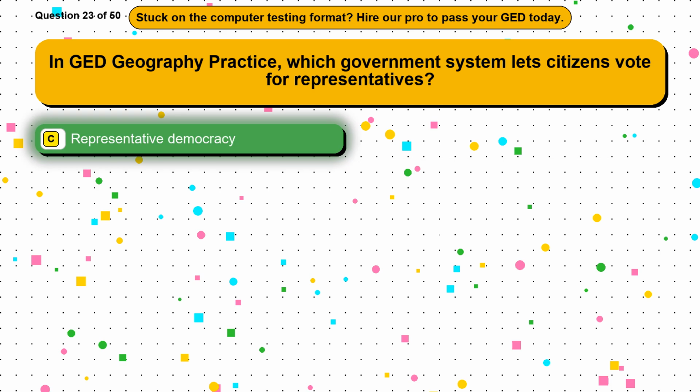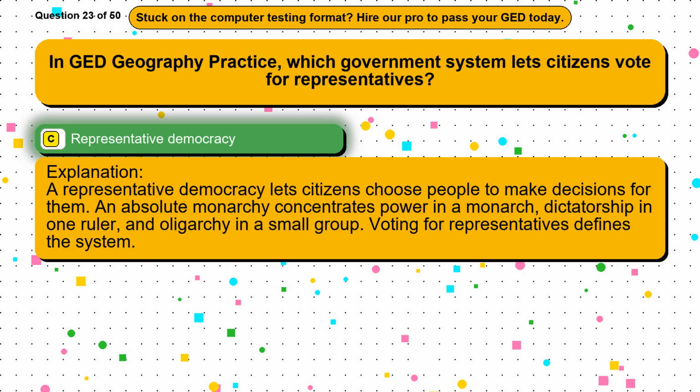The correct answer is option C, representative democracy. A representative democracy lets citizens choose people to make decisions for them. An absolute monarchy concentrates power in a monarch, dictatorship in one ruler, and oligarchy in a small group. Voting for representatives defines the system.